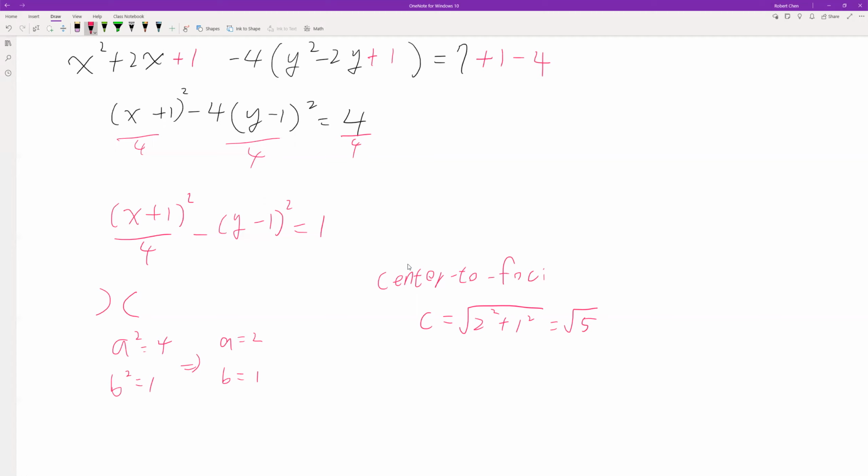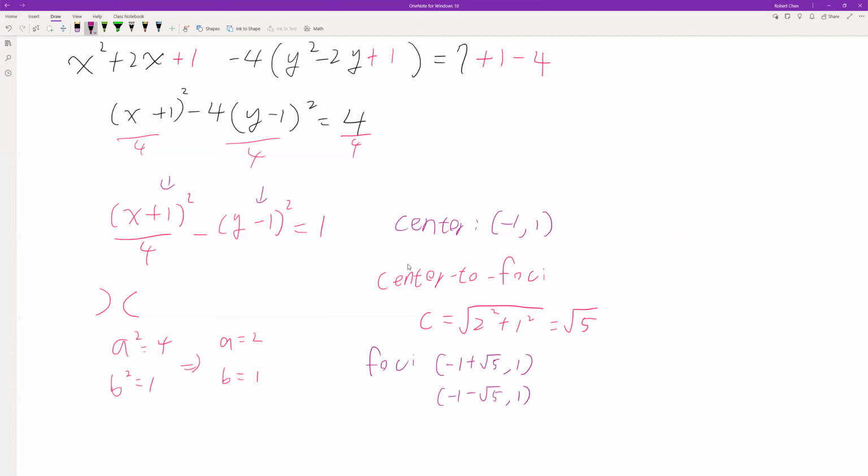But our center is not 0, 0 anymore. Center, let's actually look at this. Center is going to be -1, 1. Okay. And it's horizontal. So our foci will be -1 plus root 5, comma 1, and -1 minus root 5, comma 1. Okay. Because our center is at -1, 1. And to move from the center to our focus point, we need to move to the right or left by radical 5. And this is what we have.